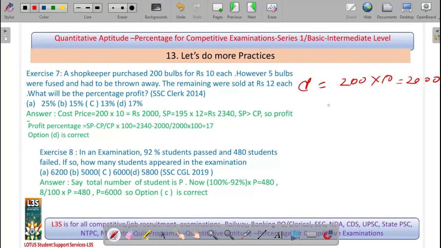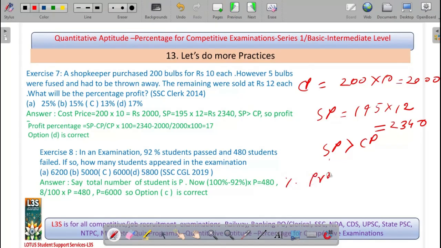However, 5 bulbs were fused. So how many bulbs remaining? 195. So it will be 195 into what price? They sold it at 12. So you will get 2340. So SP is greater than CP, so he will get profit. So what will be the percentage profit?